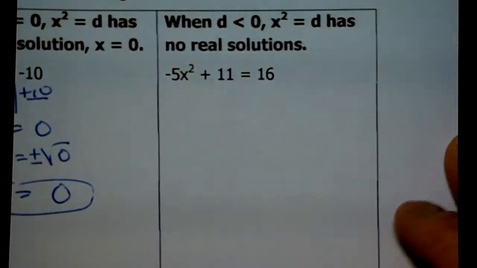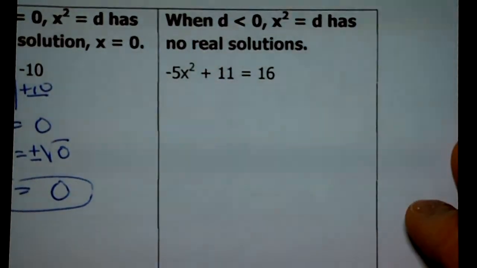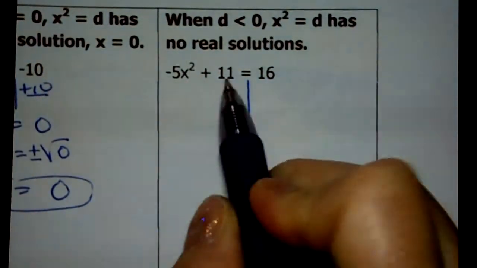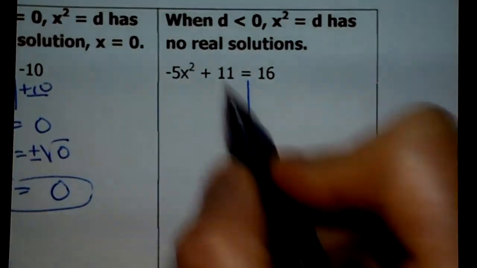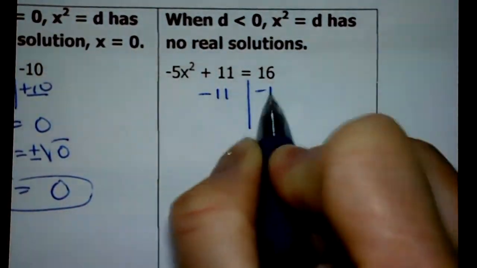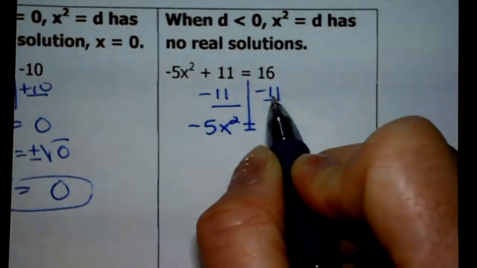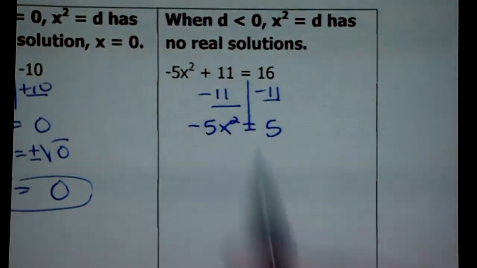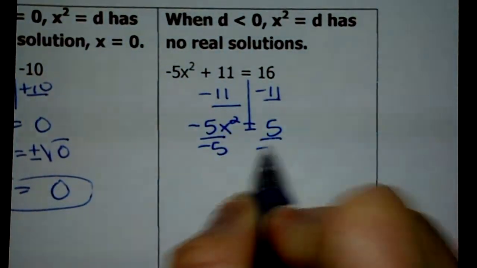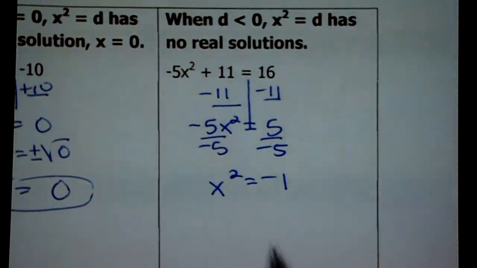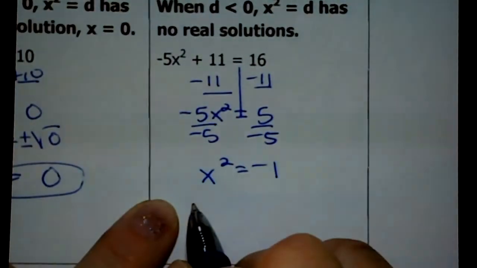All right. Now, of course, there's a chance for there to be no real solutions. When d is less than 0, that means there aren't any real solutions because you can't take the square root of a negative. And I'll show you what I mean. All right. So let's get this. Notice there's no bx, so I want to use this form. I want the x squared term by itself first, so I'm going to get rid of that 11. I'm left with negative 5x squared equals, and 16 minus 11, yep, that's 5. Now I want the x squared by itself, so I'm going to divide by negative 5, and I get x squared equals negative 1.